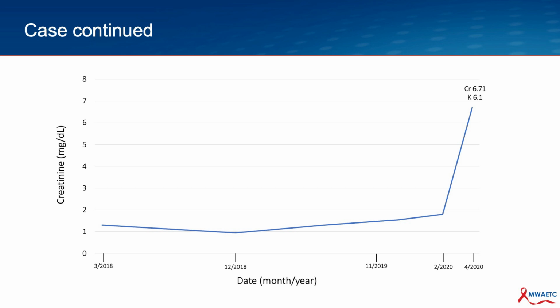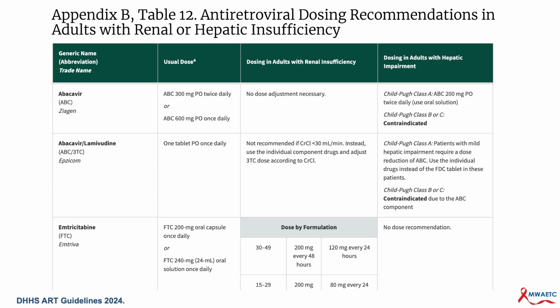So what do I do with his ART? You might recall that he was on Descovy, boosted darunavir, and dolutegravir. And so when I'm trying to go through what ART to pick, I use the DHHS ART guidelines. This is one of my favorite tables in the DHHS ART guidelines. And it is not easy to find because it is buried within Appendix B and is actually table 12.